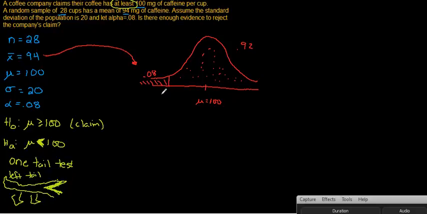Okay, so the first thing we need to do is find a cutoff value or a critical value, a z-score that we're going to use to determine, hey, we're either in the rejection zone or we're not in the rejection zone. So let's find our critical value. Okay, so we're looking for a z-score that is associated with 0.08 under the curve.